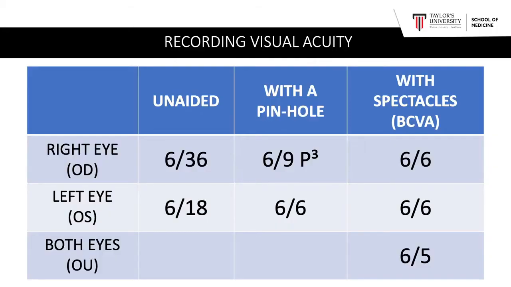At the end of it, I would like you to please read with both your eyes. Can you read? Yes. T O Y H U V. And she can actually read up to the 6/5 line. So we have now recorded the visual acuity unaided, with a pinhole and with a spectacle correction in the right eye and the left eye individually.